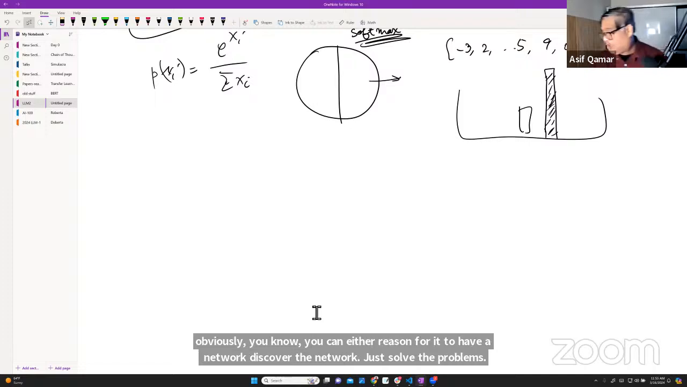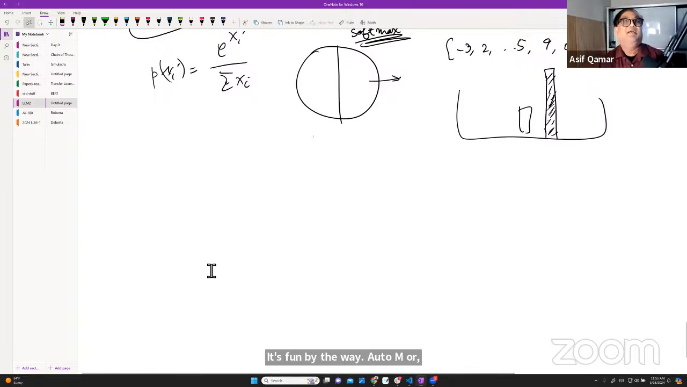It's fun, by the way, AutoML or this whole field of Bayesian optimization. Many of you know that it is considered so seriously that a consortium or a group of people have invested close to $1 billion in just this subfield of neural networks to help it grow. This is what I'm told.